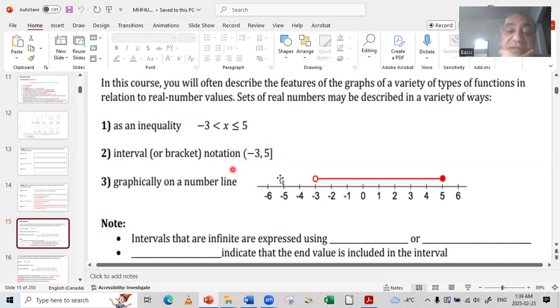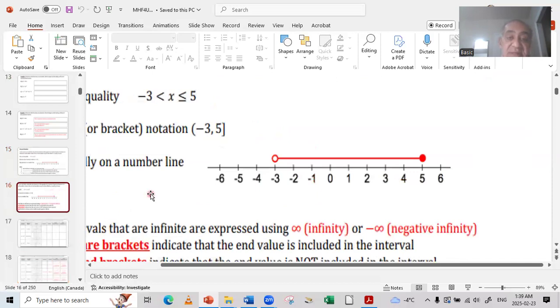But here, as long as x is greater than -3, it might be going all the way like this, any point. For that reason, I will make it with round brackets, because there is no absolute value here. But here x is less than or equal to 5, so it might also equal 5, and we put square brackets like this. But for inequality, we put the round brackets.